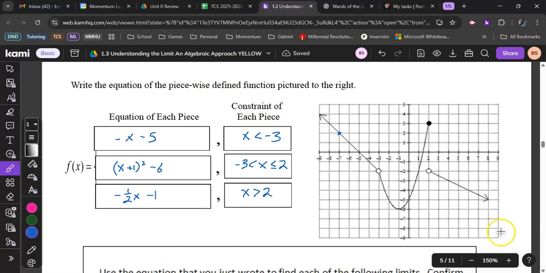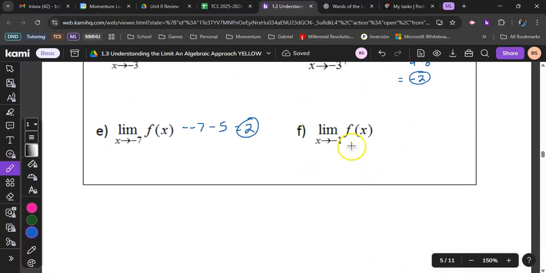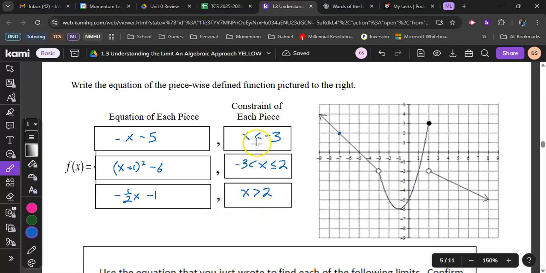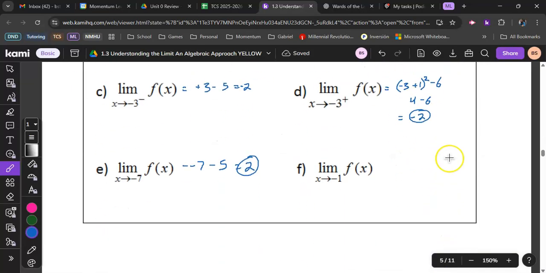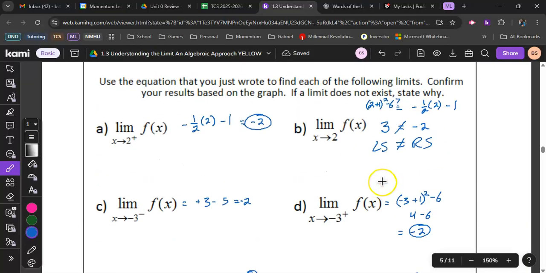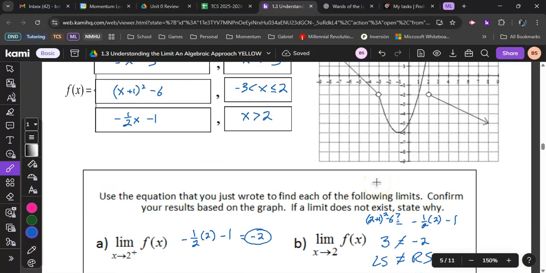Amazing. Okay, our last one, approaching negative 1. If we're approaching negative 1, which of these three graphs are we in? The middle one. And so I get negative 1 plus 1 squared minus 6. This is 0. 0 squared is 0, so it's just minus 6. Let's go confirm that. At minus 1, right here, at negative 6. Perfect, we did it right.